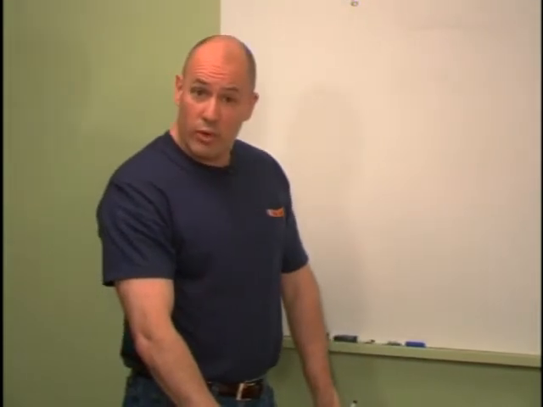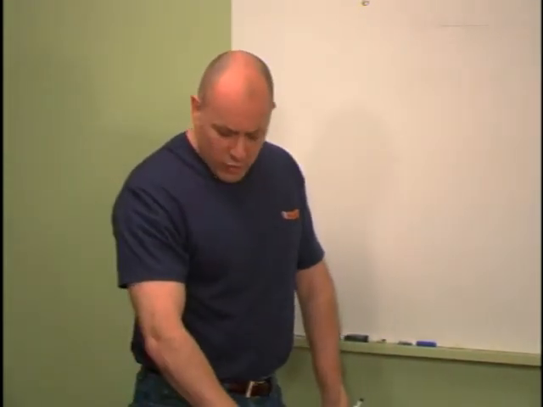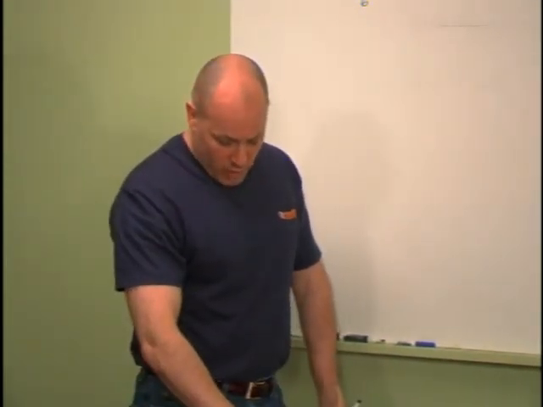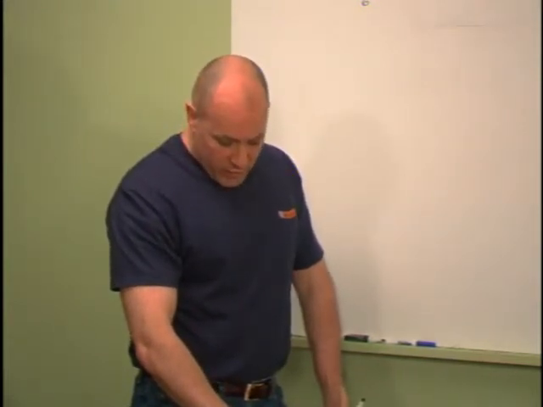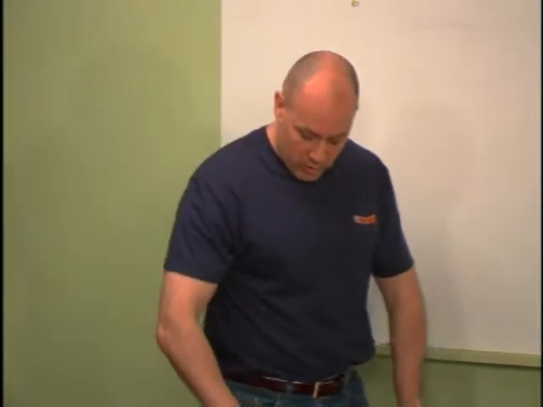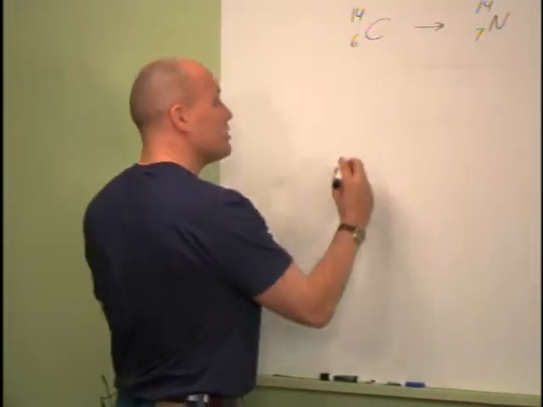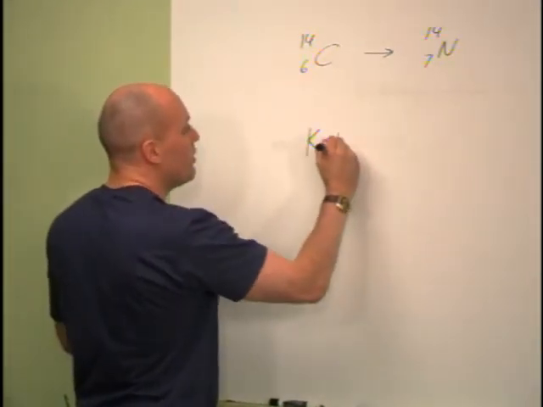Okay, question number 35. The average velocity of a beta particle ejected from a carbon-14 is 3 × 10 to the 7th meters per second. What is the average kinetic energy of this beta particle? Okay, so kinetic energy, this is a formula you have to know the equation for.